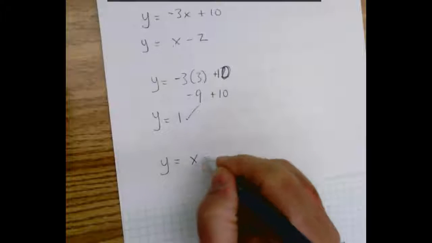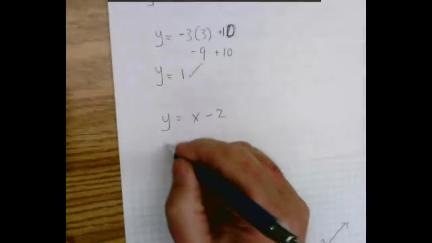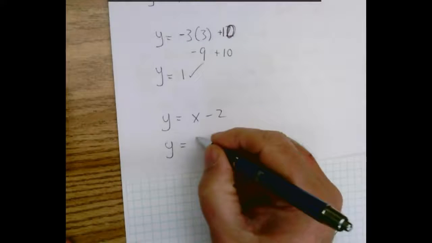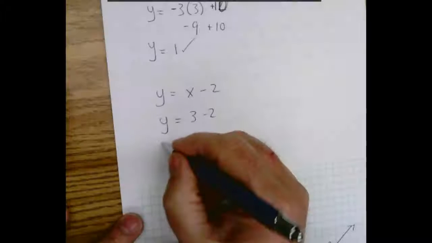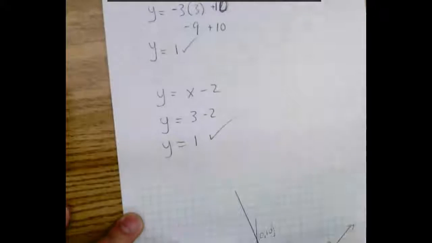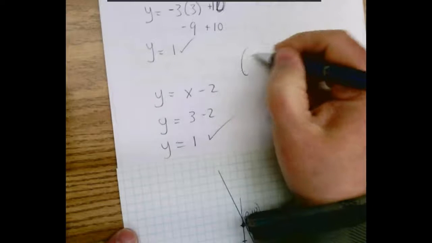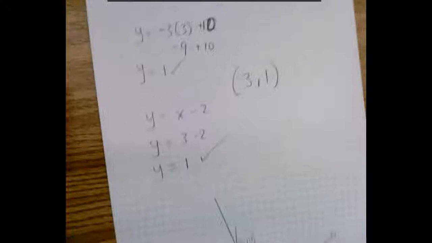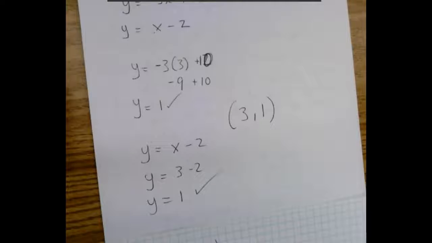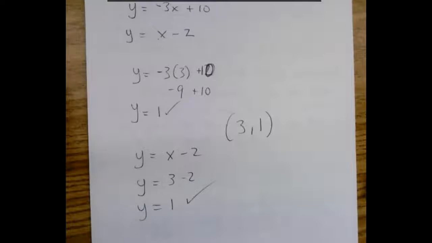Let's check the other one then. y equals x minus 2. That's going to be y equals 3 minus 2, and then y equals 1. Same answer. So then we know the solution for this is (3, 1). The point where those equations intersect is the point (3, 1). And that's kind of how you use them. You draw the linear equations out, graph them on a coordinate plane and see where they cross, and then see if that point works for the intersection.